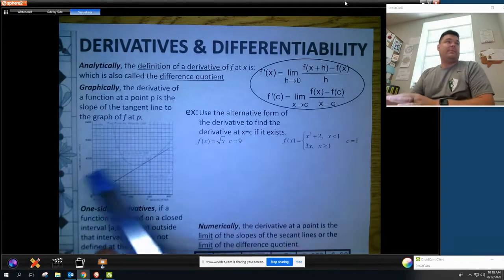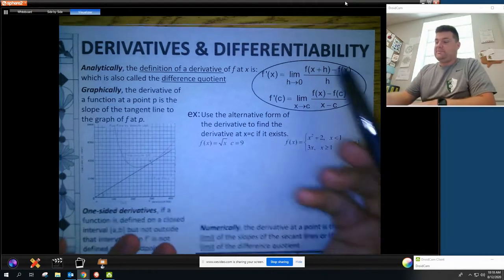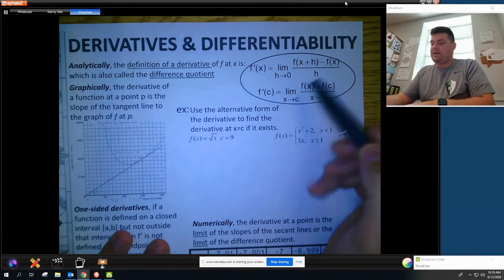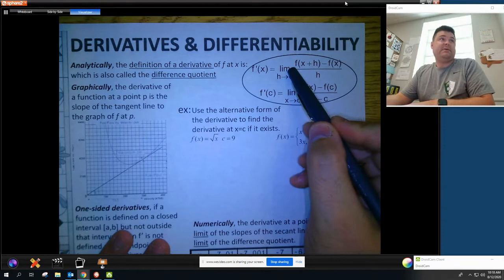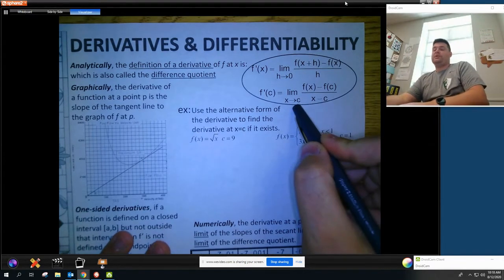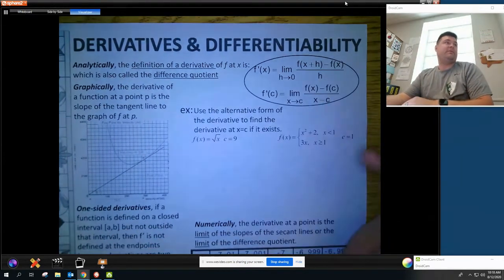So a couple of things that I was going to remind you of is we have these two functions right here. We have the definition of the derivative on top. We have the alternate form. We also can call that the difference quotient, and that's what's going on over there.